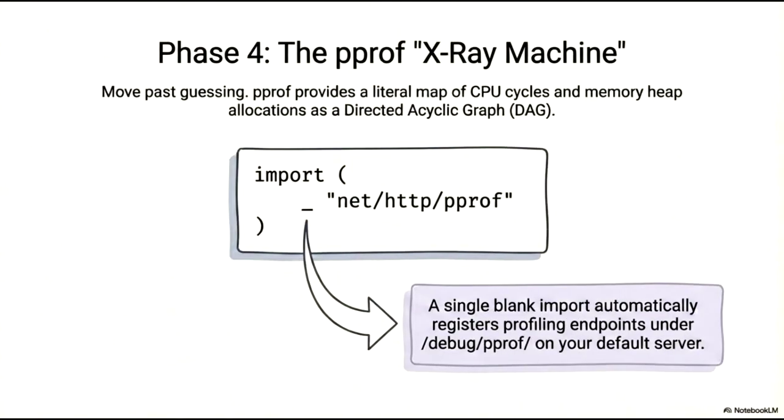Phase 4 introduces the pprof X-ray machine, a powerful tool that allows you to move past guesswork. pprof provides a literal map of CPU cycles and memory heap allocations, visualized as a directed acyclic graph. Implementation is remarkably simple. As seen in the code snippet, a single blank import of the net/http/pprof package is all it takes. This action automatically registers profiling endpoints under the /debug/pprof path on your default server, giving you immediate and deep visibility into your application's performance characteristics.